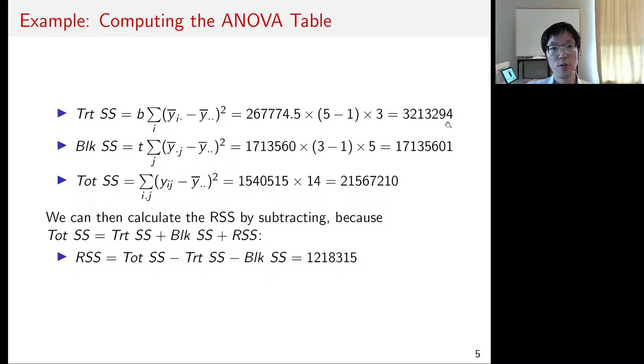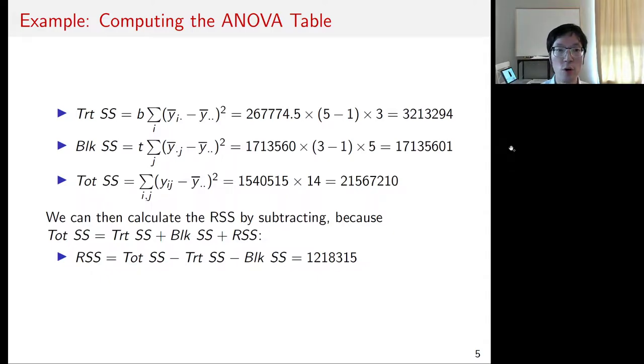Okay, so we can apply very similar logic to get the block sum of squares. And so it simply just switches the role of I and J and B and T. So here we take the sample variance of the block means. Okay, so that's this quantity divided by three minus one, because there's three blocks. Okay, so to get T times this summation, we need to first clear the denominator. So we multiply by B minus one. So it's three minus one, and then we multiply by the number of treatments. So that's five. And so together that gives us the block sum of squares.